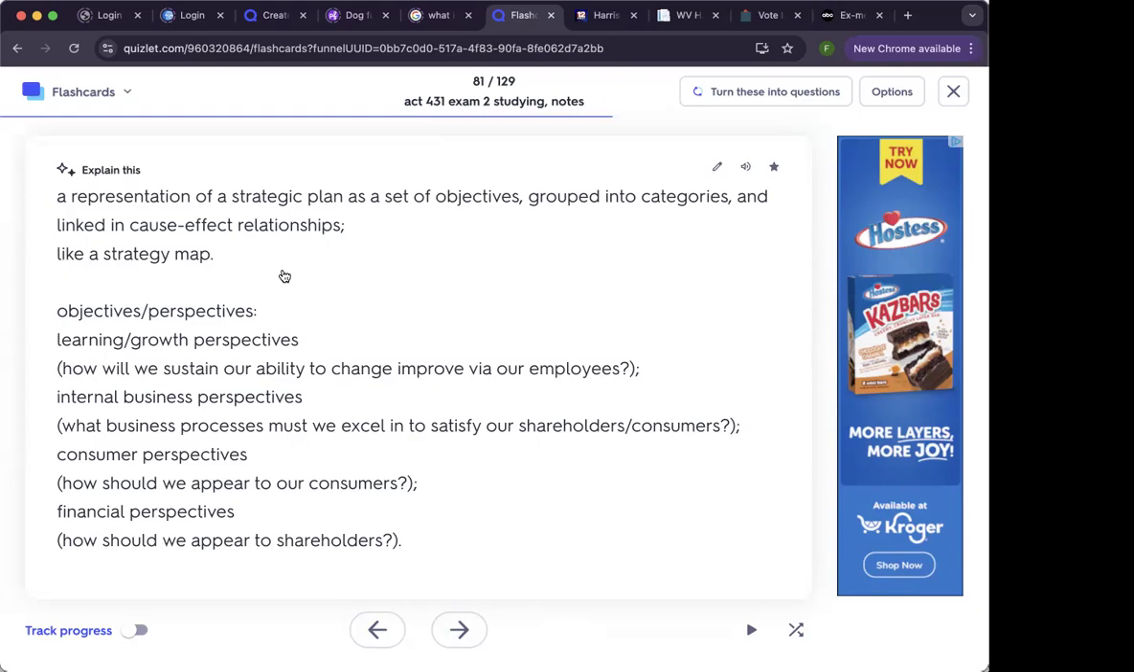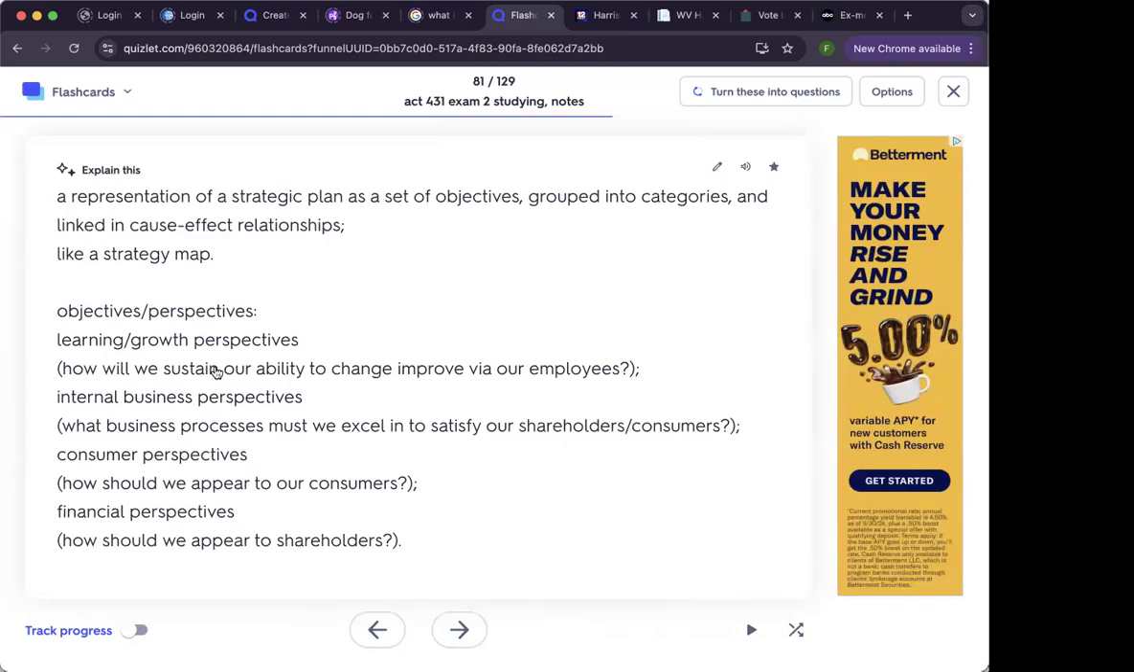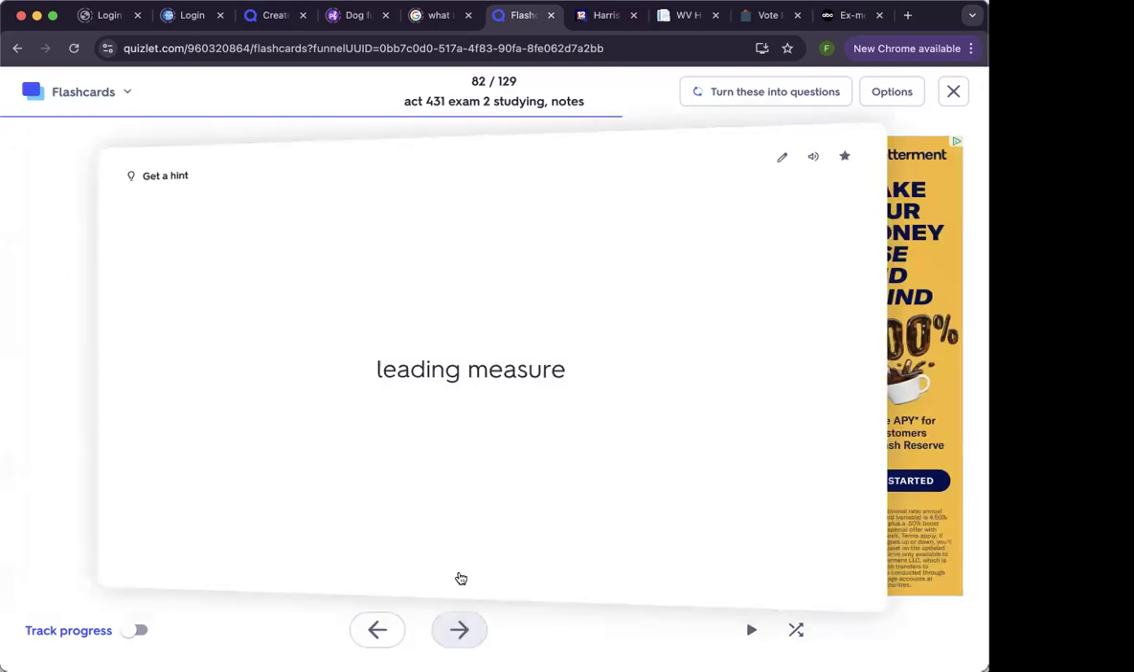Internal business. What business processes must we excel in to satisfy our shareholders and consumers? Consumer. How should we appear to our consumers? And financial. How should we appear to our shareholders?